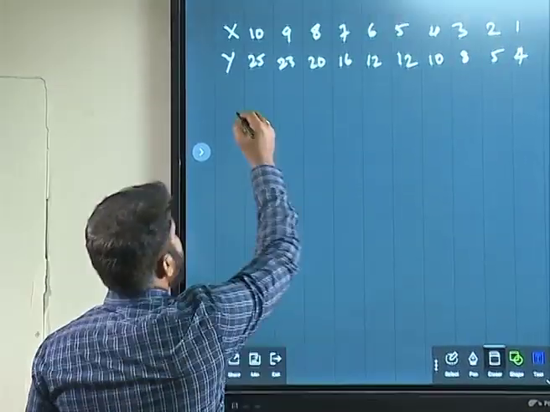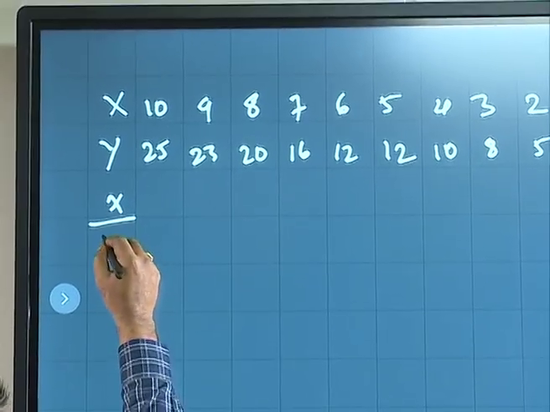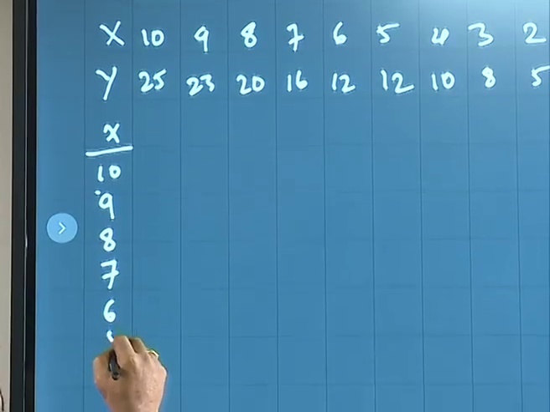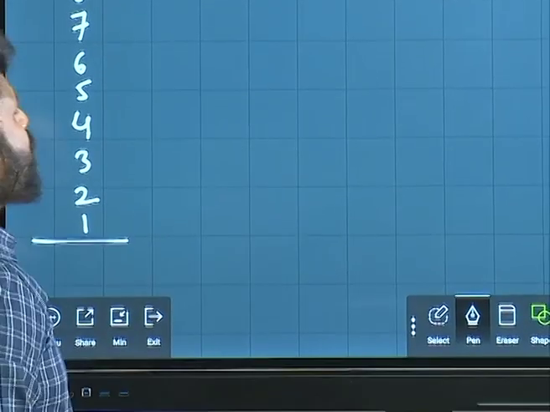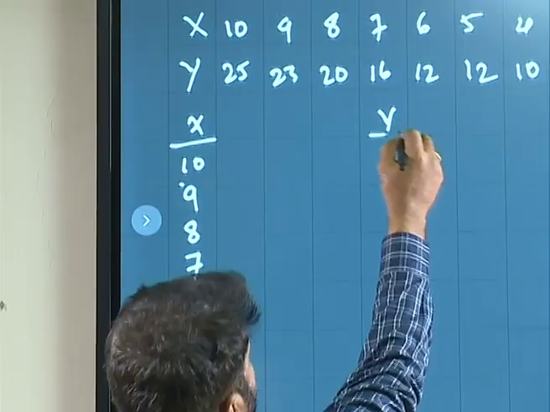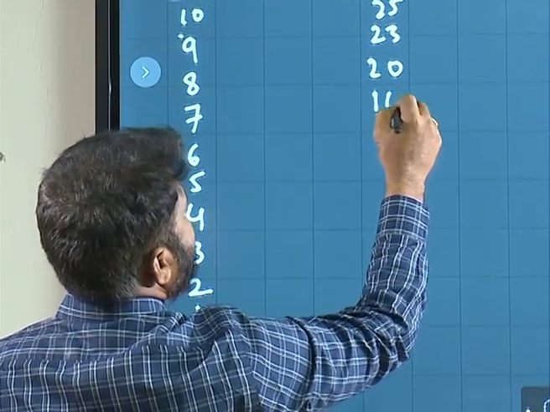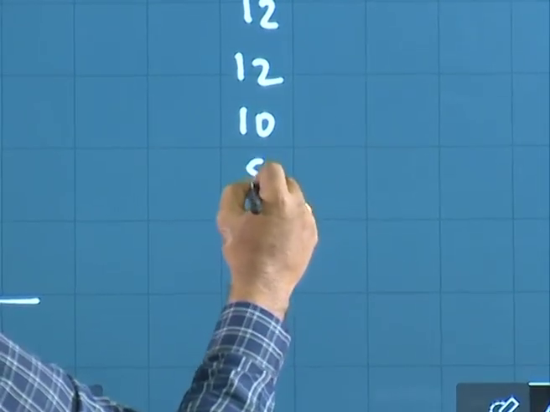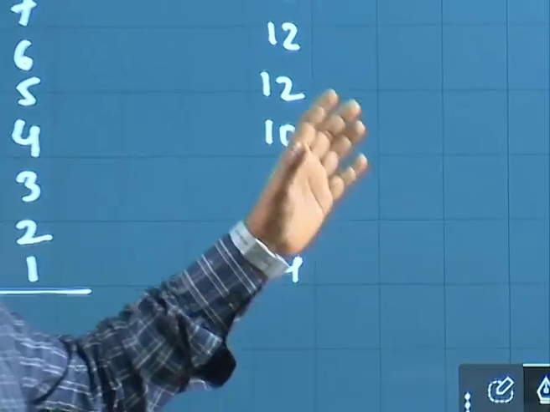We have to follow some steps. First, take the X values as they are: 10, 9, 8, 7, 6, 5, 4, 3, 2, 1. So this is the X value. And the Y values: 25, 23, 20, 16, 12, again 12, 10, 8, 5, 4. Whatever data series they gave, I wrote here as it is.